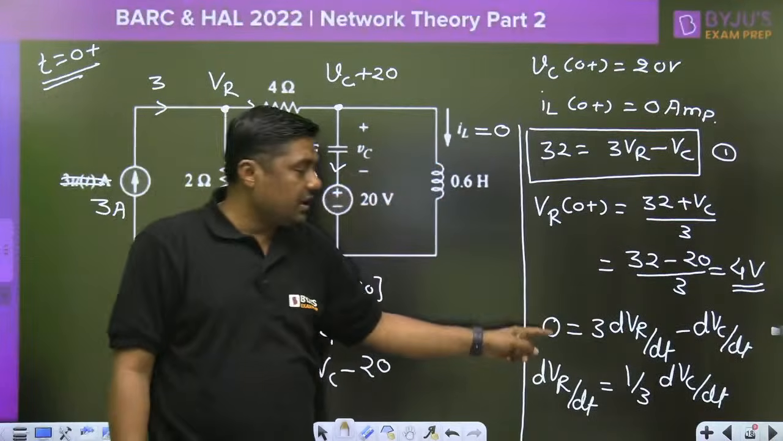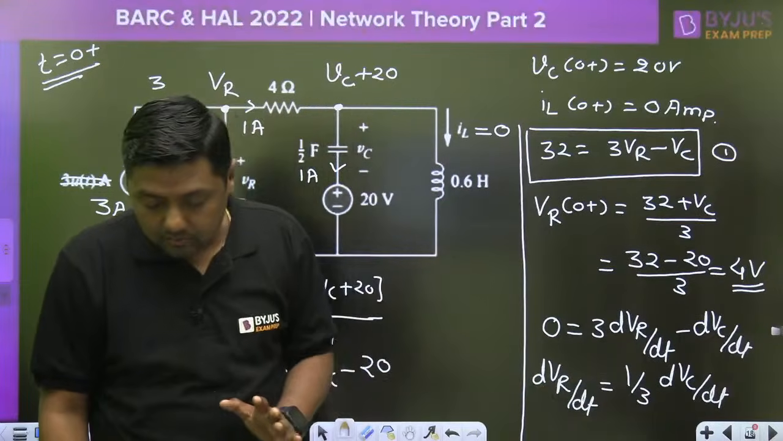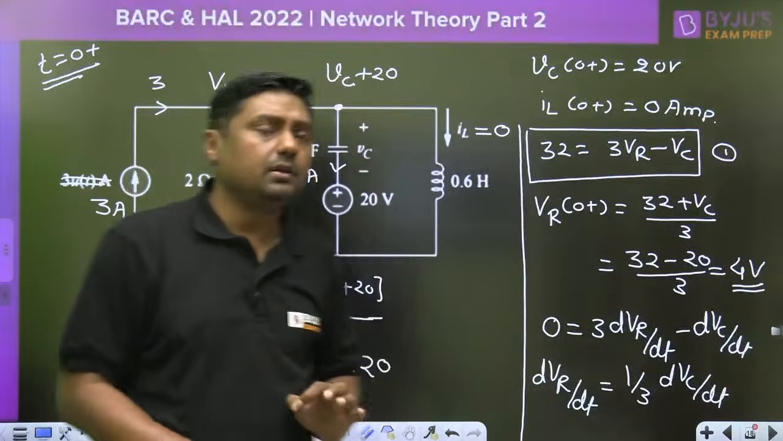Please differentiate it and put the value of dVc by dt. You will get the answer. So that is the method. Ultimate question is what? dVr by dt.